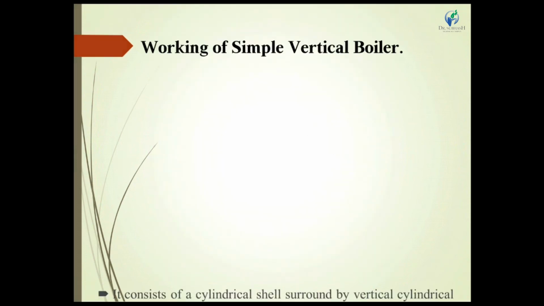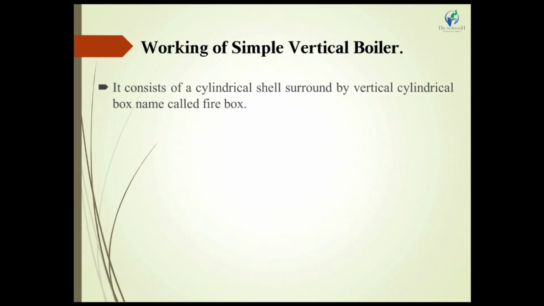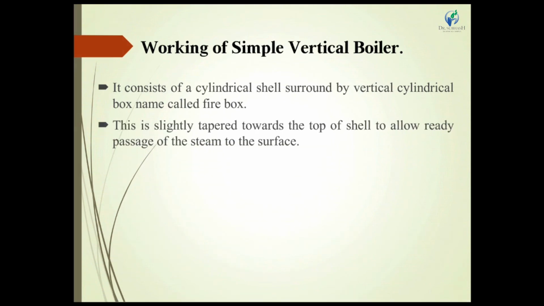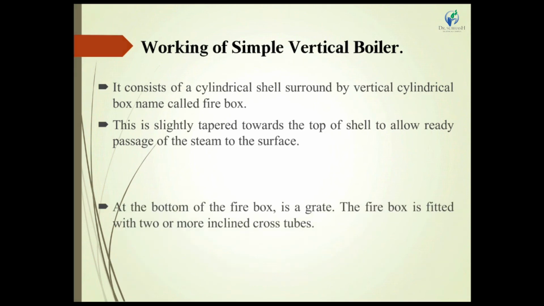Working of the simple vertical boiler, as we have discussed: it consists of a cylindrical shell surrounded by a vertical cylinder box, called the firebox. This is slightly tapered towards the top of the shell to allow ready passage of the steam to the surface. That means all the steam is collected in the cylindrical shell of the boiler.